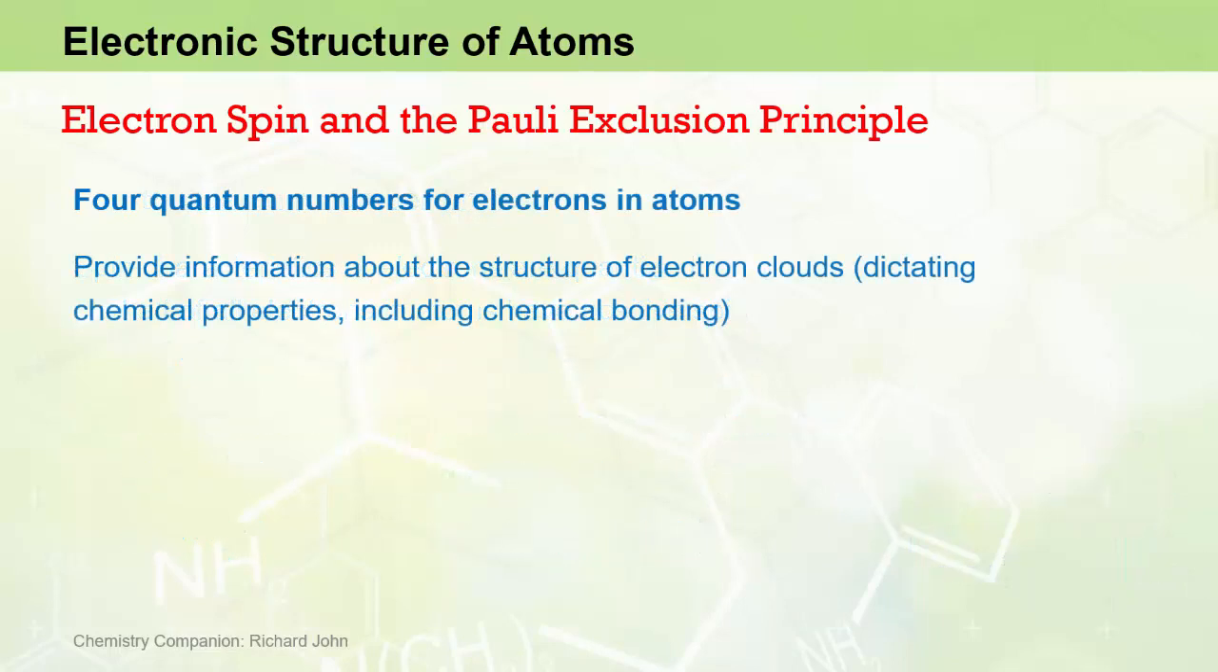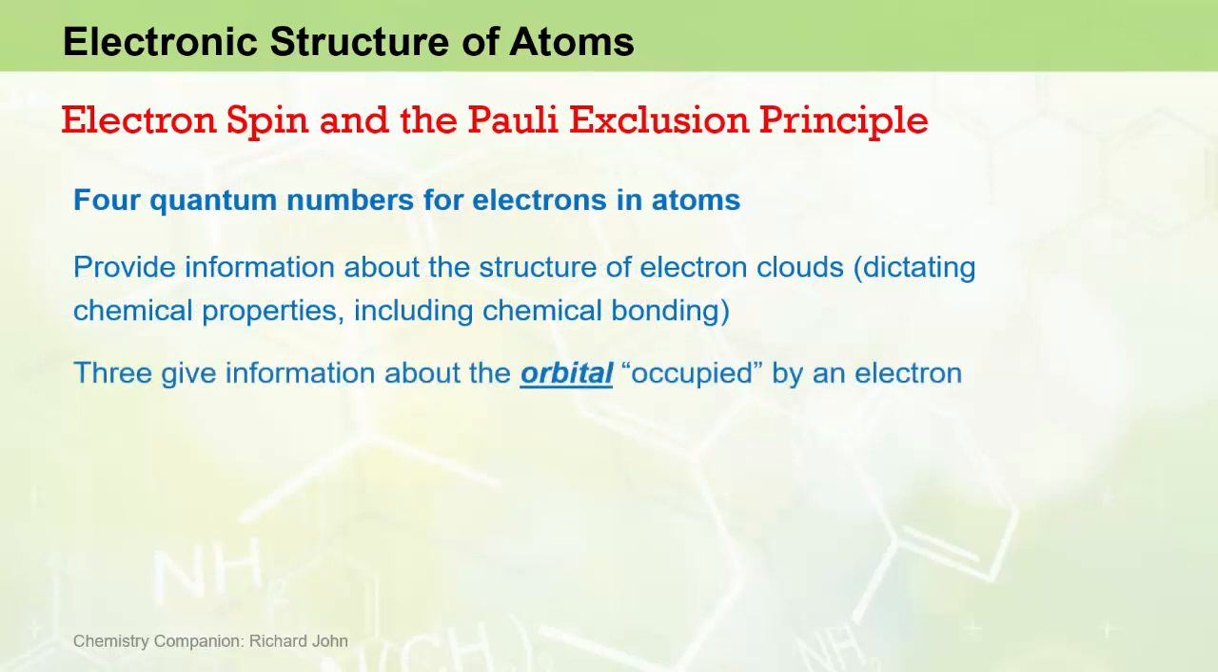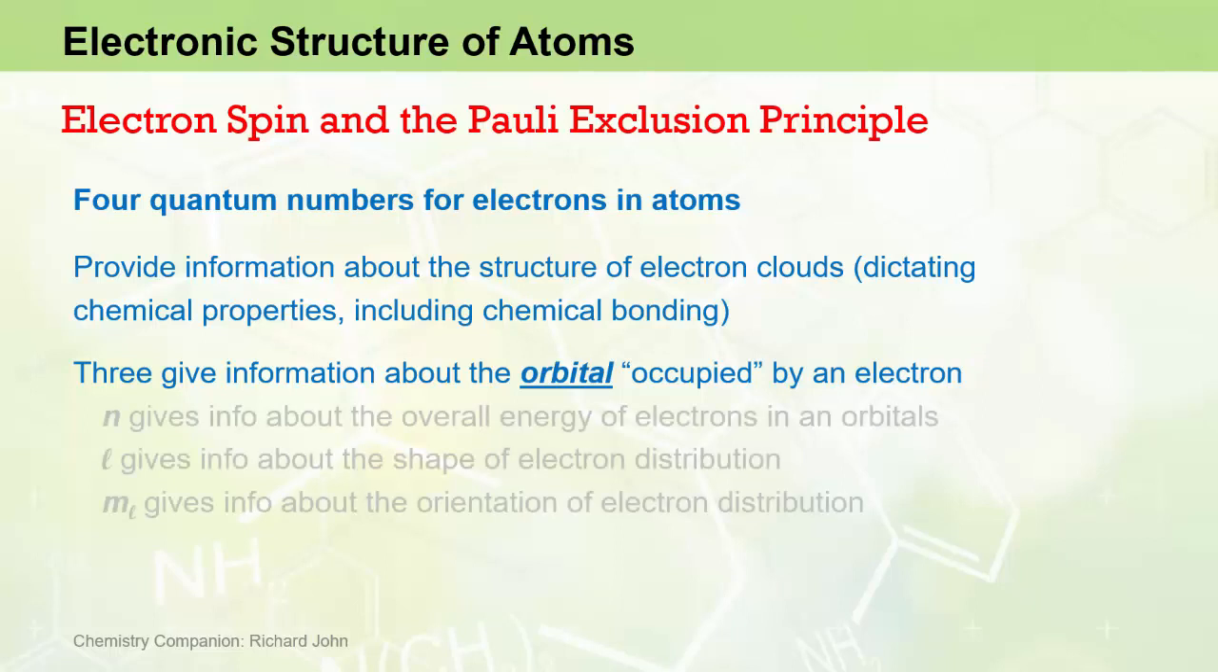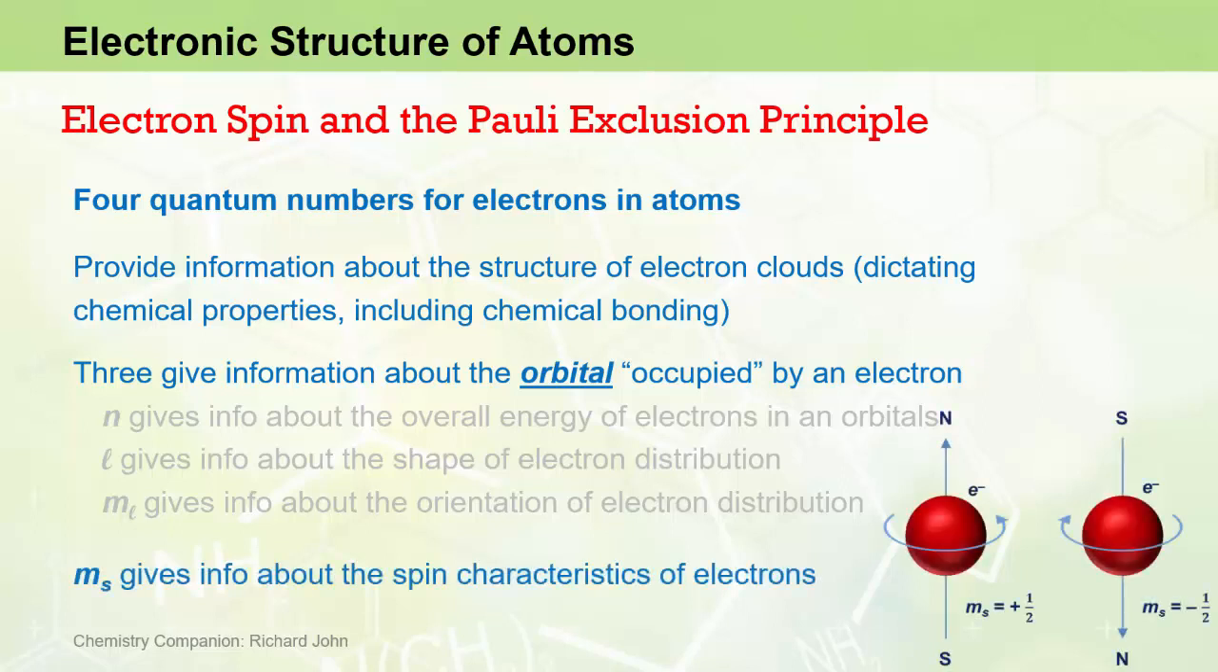So we now know that electrons within atoms have four quantum numbers associated with each of them, and these quantum numbers help us gain an understanding of the structure of electron clouds that ultimately dictate the chemical properties of atoms, including how atoms will chemically bond to other atoms. The first three quantum numbers provide information about the orbital occupied by an electron, and the fourth, ms, provides information about the spin characteristics of the electrons.